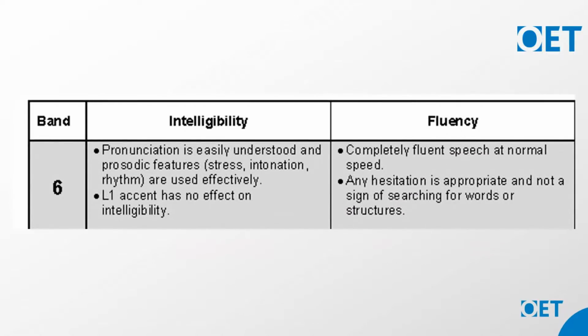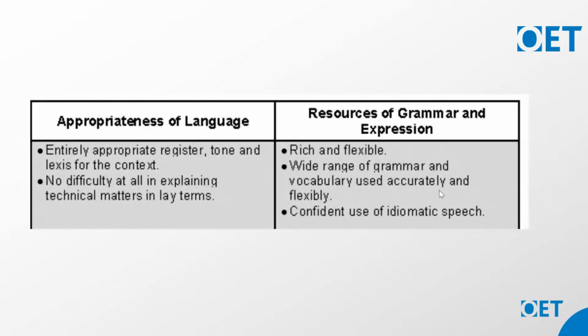Okay, so this is the linguistic criteria, and you're scored on intelligibility. That is, how easy is it to understand your speech? You're also scored on fluency, that is the rate or the pace and the flow of your speech. The third criterion is appropriateness. So how suitable is your tone, your register or your level of formality, and the words that you use? How suitable are they for the situation?